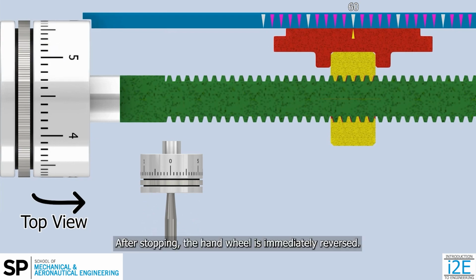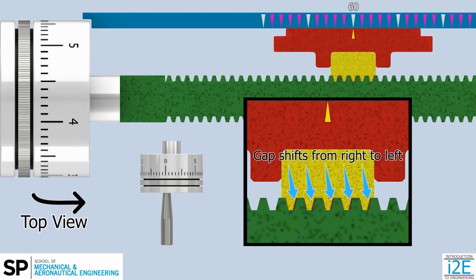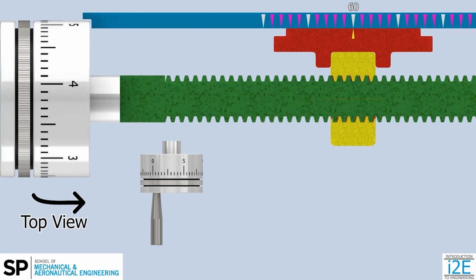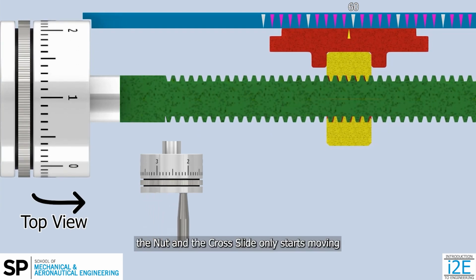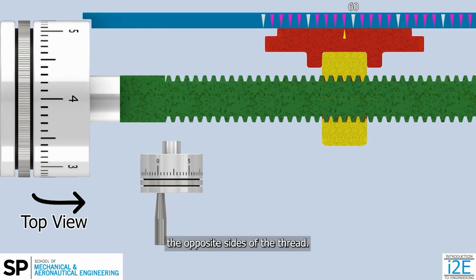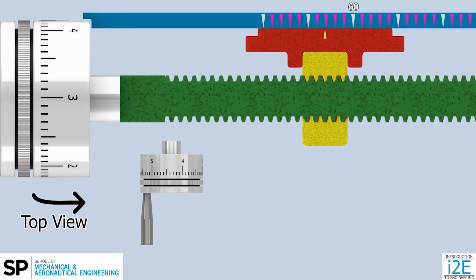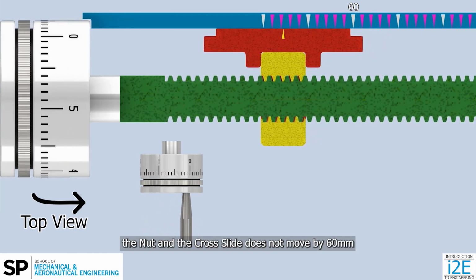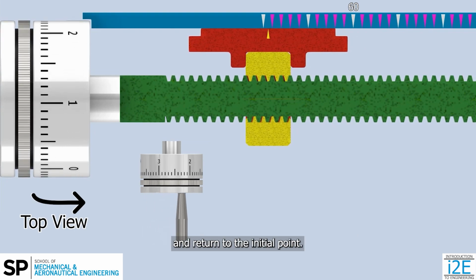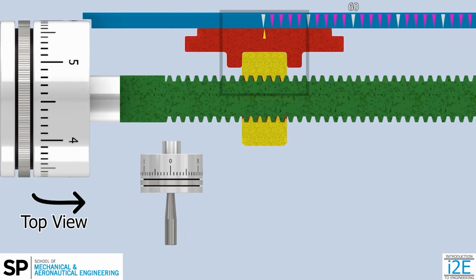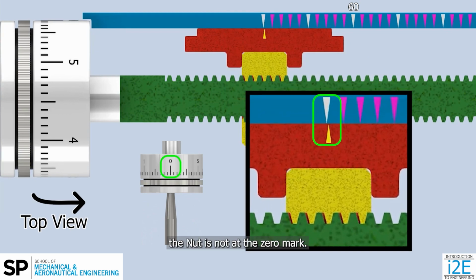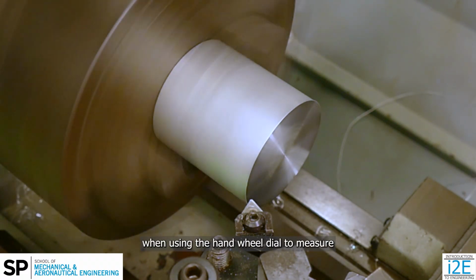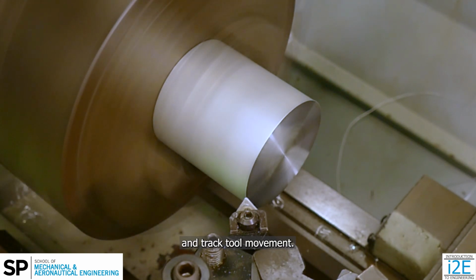After stopping, the handwheel is immediately reversed. Notice how the nut does not move, although the lead screw is turning. The nut and the cross slide only start moving when the lead screw touches the opposite sides of the thread. When the handwheel is rotated 10 counter-clockwise rotations, the nut and the cross slide do not move by 60 mm and return to the initial point. Although the handwheel shows 0, the nut is not at the 0 mark. Thus, backlash causes measurement errors when using the handwheel dial to measure and track tool movement.